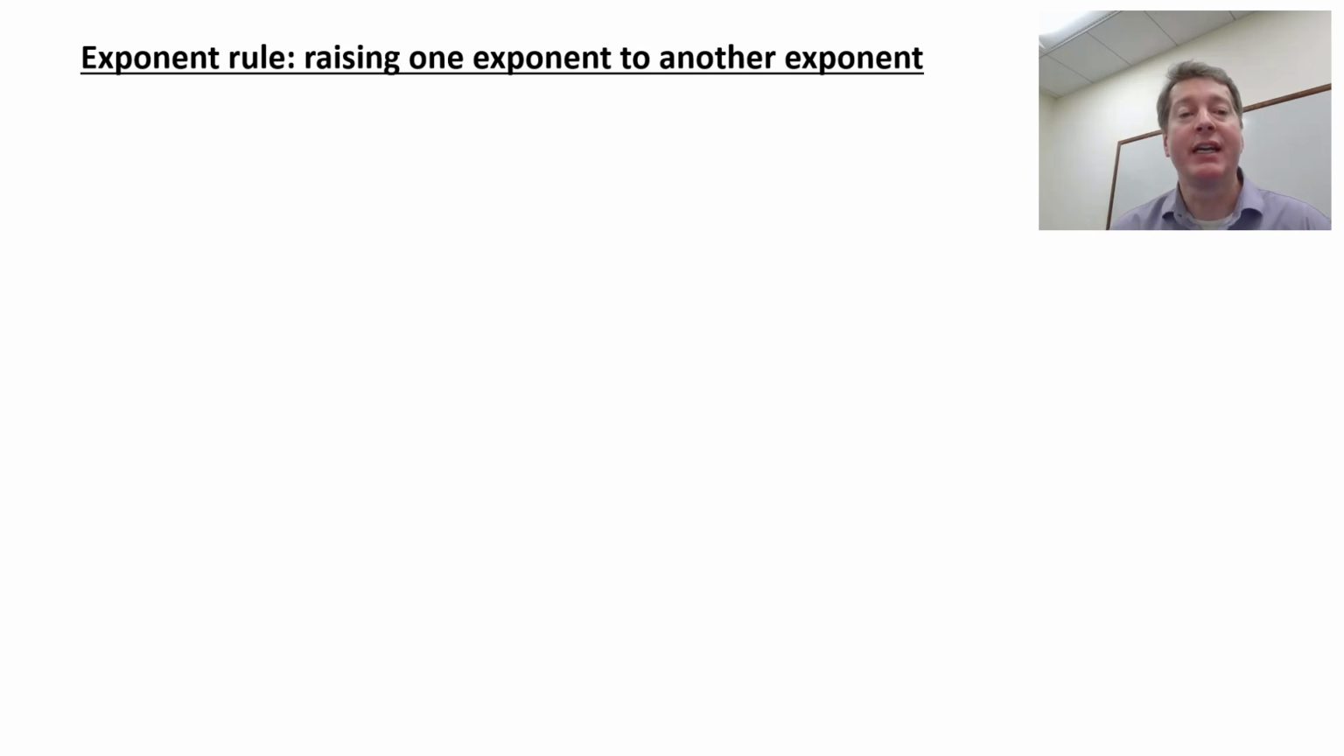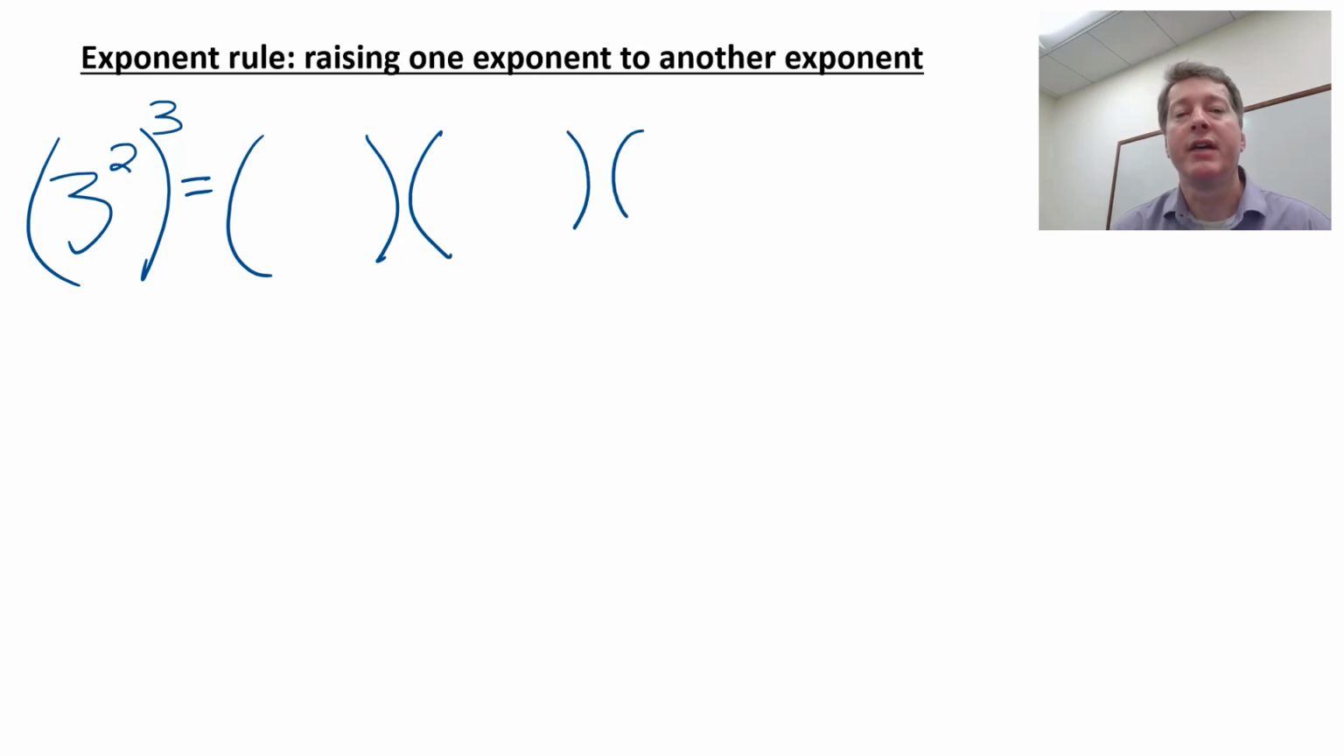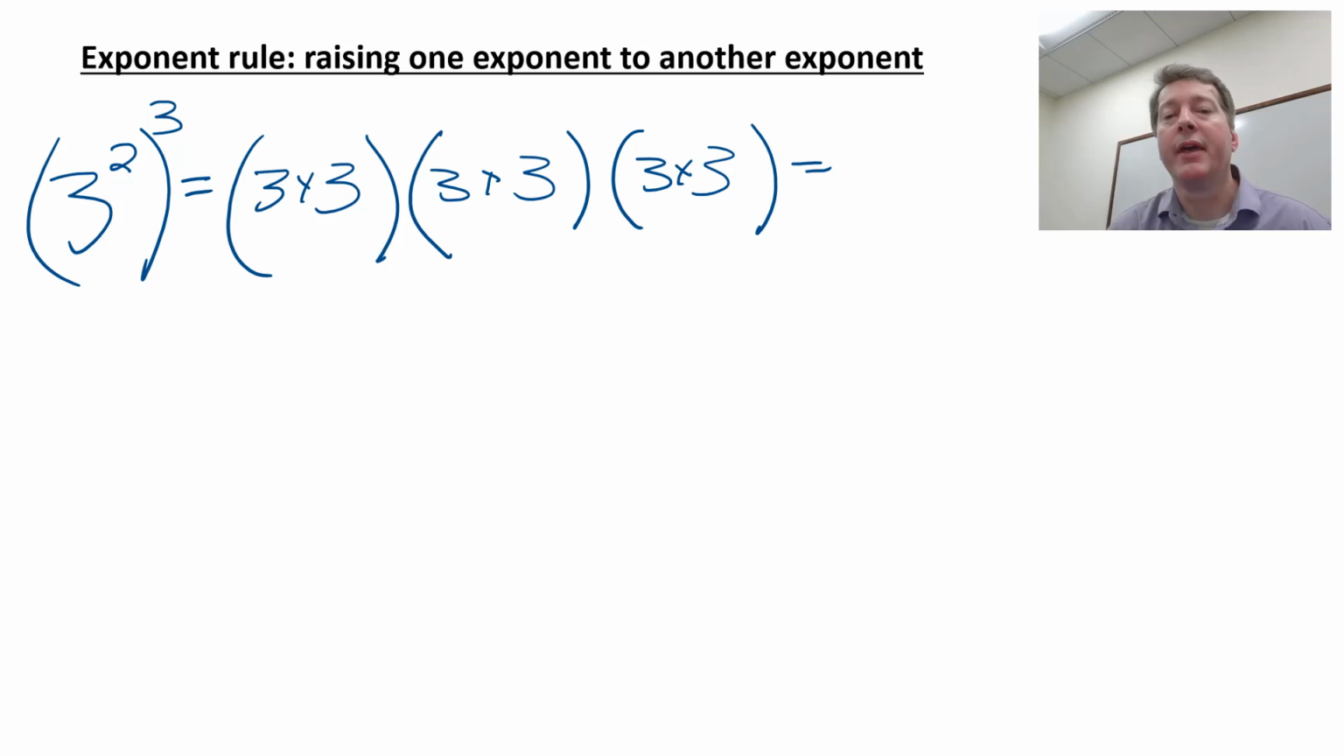Let's talk about raising an exponent to another exponent. Suppose I had 3 squared cubed. That's the same as 3 squared times itself three times. So 3 times 3 times 3 times 3 times 3 times 3. Well, that is 3 times itself 6 times. That's 3 to the 6th.